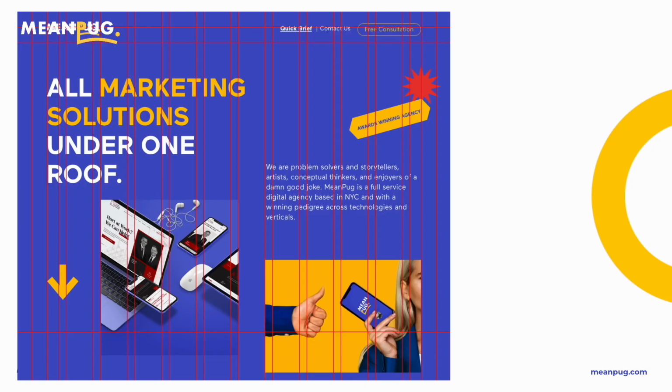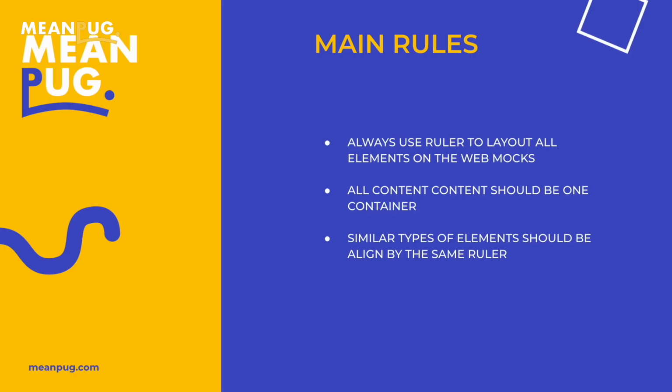Some types of elements can be on the background, flying around, and can be outside. But the main info, CTA, body copy, everything is supposed to be aligned by that. And similar types of elements should be aligned with the same ruler.